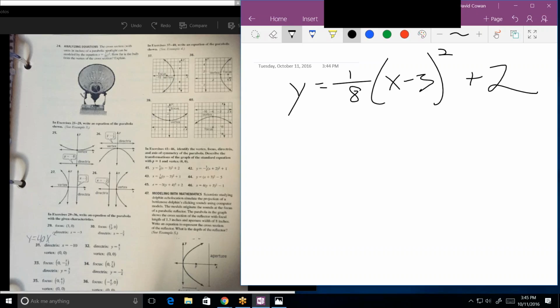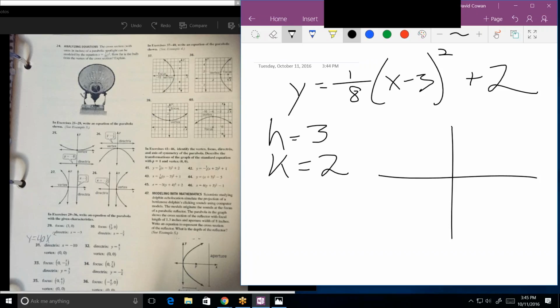First of all, they're asking about the vertex, the focus, the directrix, and the axis of symmetry. Well, we can get started pretty easily. What's h and k? h is the x-coordinate of the vertex. h is 3, k is 2. Okay, that solved a lot. What's the axis of symmetry? Is this a vertical or a horizontal? It is vertical. So it's going to do something like this, right? What's the equation of that line?